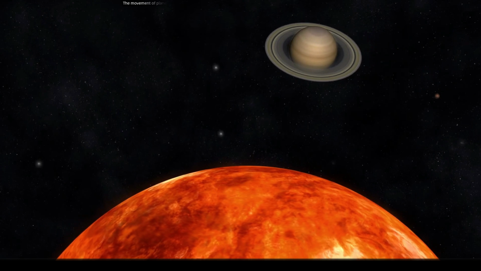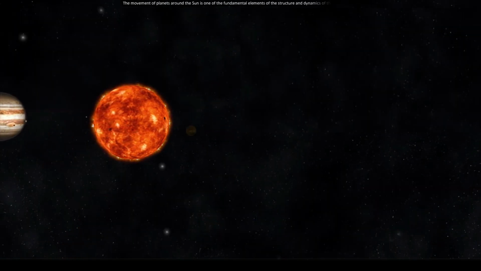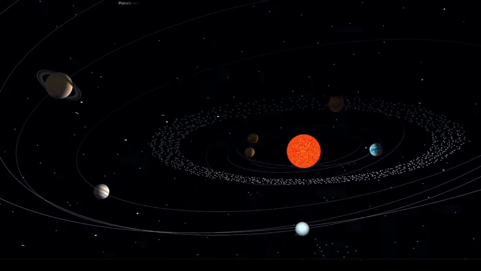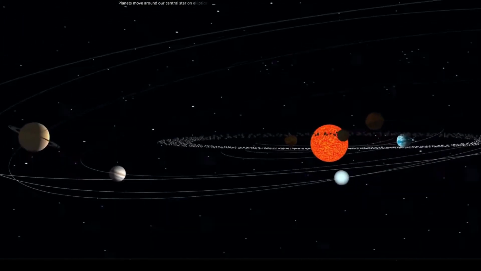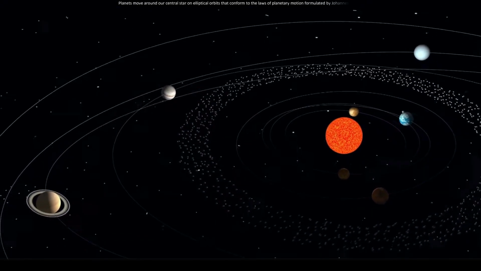The movement of planets around the Sun is one of the fundamental elements of the structure and dynamics of the solar system. Planets move around our central star on elliptical orbits that conform to the laws of planetary motion formulated by Johannes Kepler.